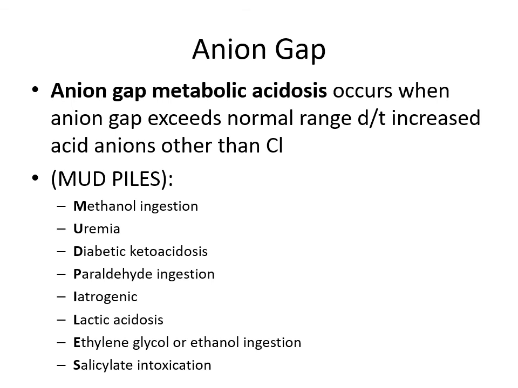So when we have anion gap metabolic acidosis, this is when the anion gap exceeds the normal range due to increased acid ions and ions other than chloride. These conditions include what's known as MUDPILES: methanol ingestion, uremia, diabetic ketoacidosis, paraldehyde ingestion, iatrogenic causes, lactic acidosis, ethylene glycol, and salicylate intoxication.